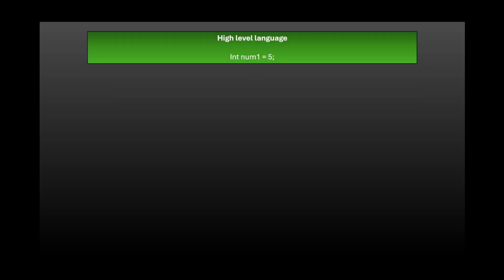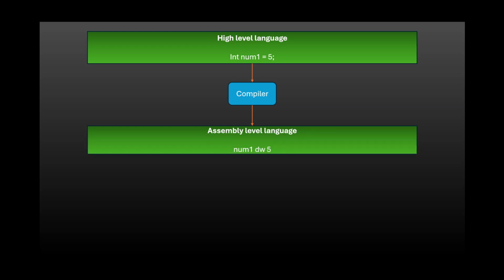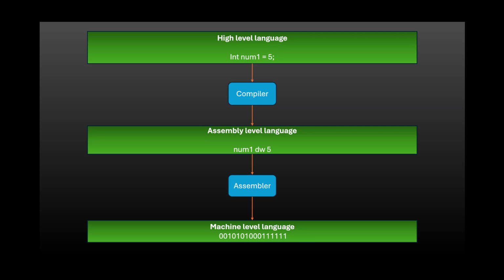So how is a high level language converted to a machine level language? This is a high level language. Here we have defined a variable num1 and its value is 5. Now this high level language is read by a compiler, and the compiler converts it to a language called assembly level language. This is how assembly level language looks. Now this assembly level language is further read by an assembler, and the assembler converts it to a machine level language in zeros and ones, and this is what the computer understands.